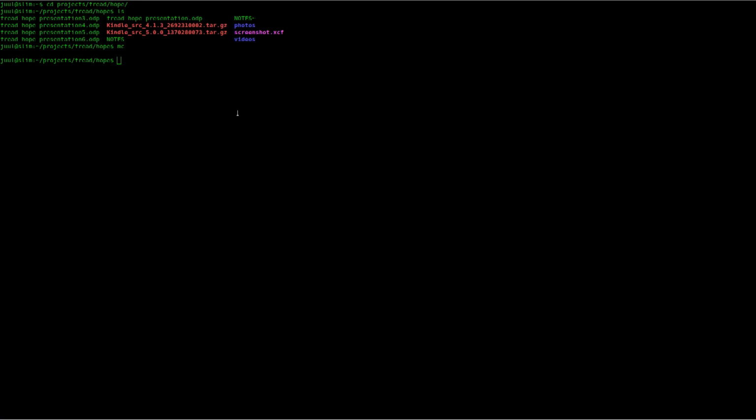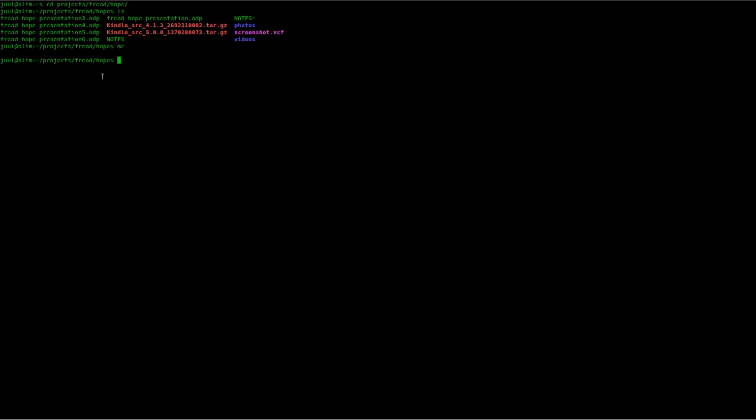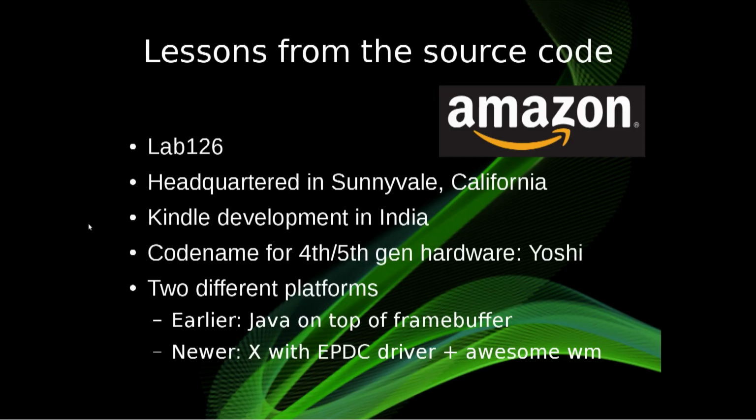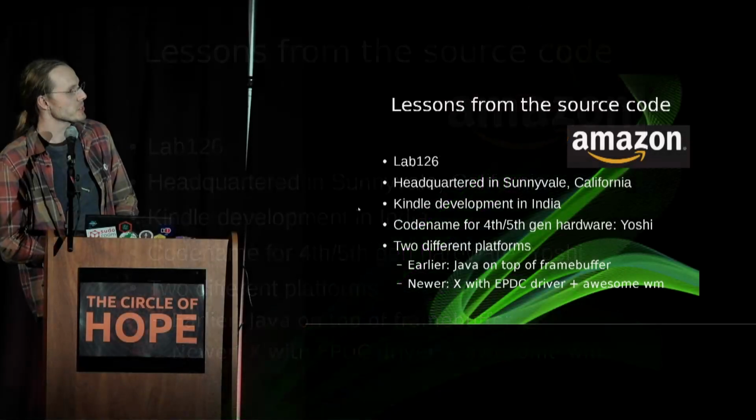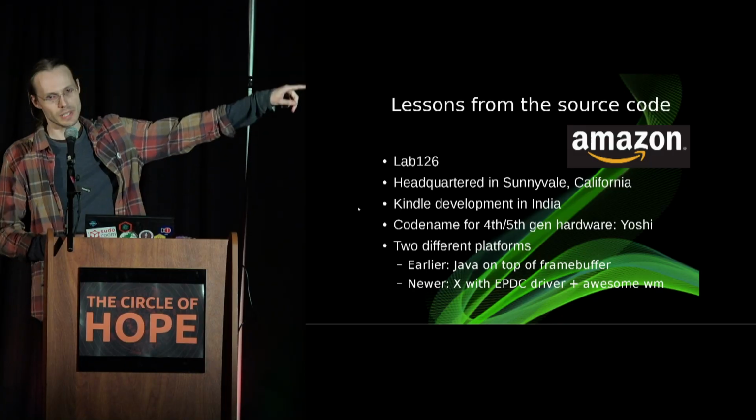What do we learn from source code? Looking around the source code, we learned that it's developed by a company owned by Amazon called Lab 126. Why is it called Lab 126? If you look at the Amazon logo, you'll see an arrow pointing from the A to the Z, and of course A is the first letter of the English alphabet, and Z is the 26th. That's where Lab 126 comes from.